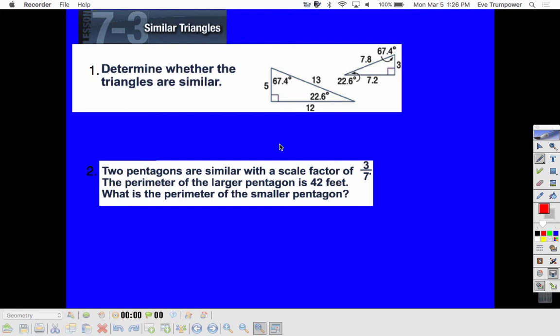Set in 3 similar triangles. Go ahead and give these warm-ups a try before checking it. All right, determine whether the triangles are similar.